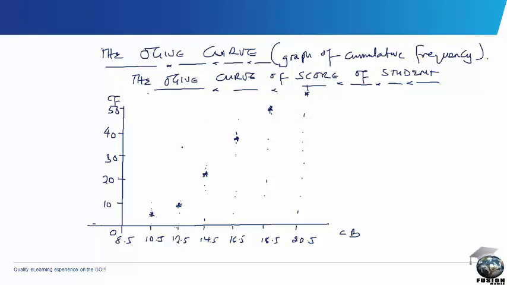And so the OGIF curve follows. You start to join the lines, and then the last line follows. Alright, so this definitely gives us the curve of the cumulative frequencies. This is what we call the OGIF curve.